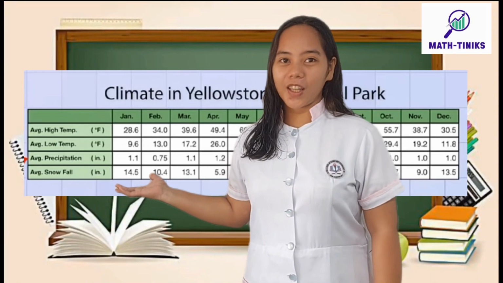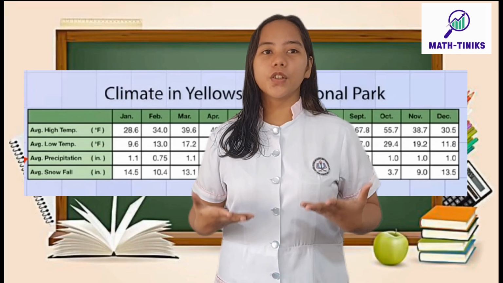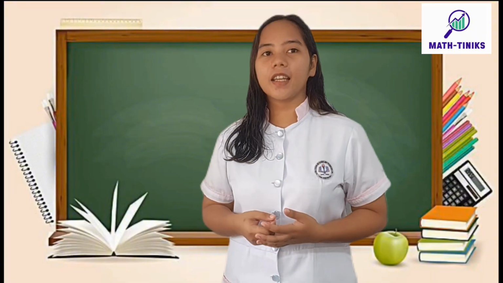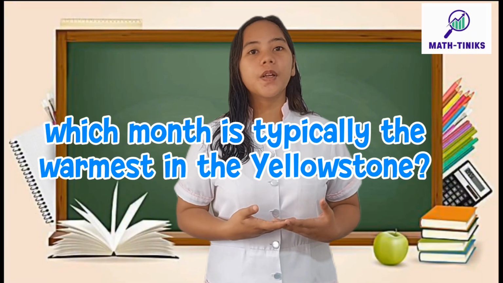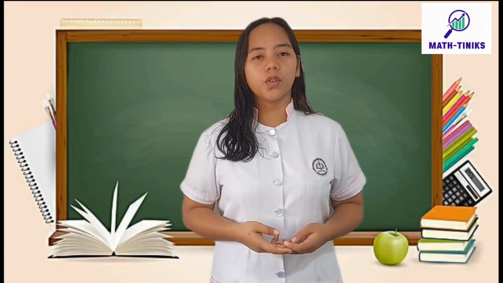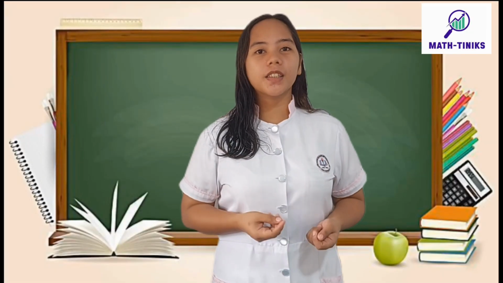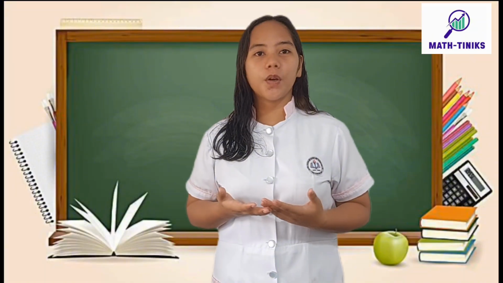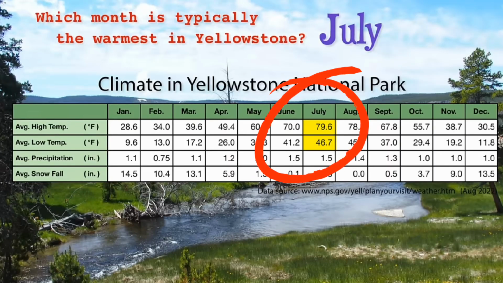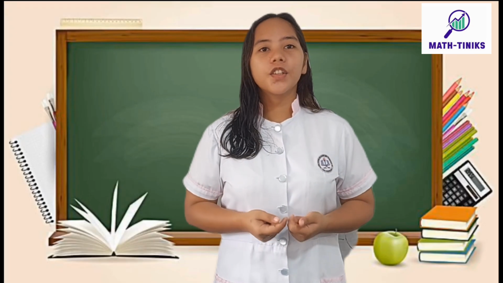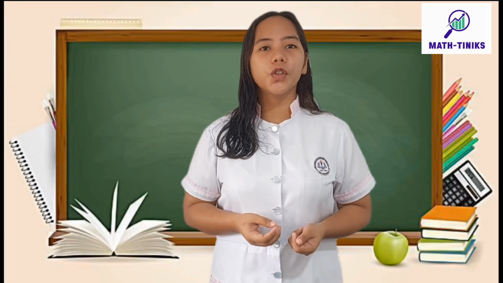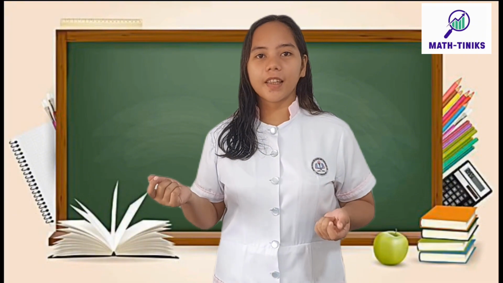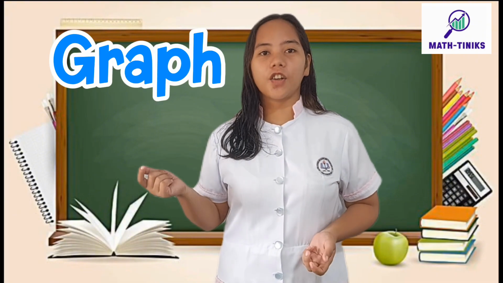A data table like this can be very useful because it can help answer questions like which month is typically the warmest in Yellowstone. If you look at all the numbers in the rows about temperature, you'll see that the highest numbers are in the column labeled July. But there's something that would be even more useful than a data table for answering questions like that, and that something is called a graph.